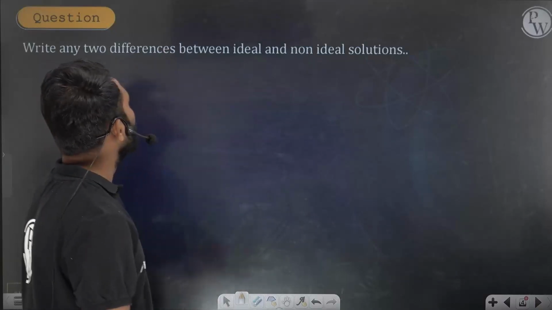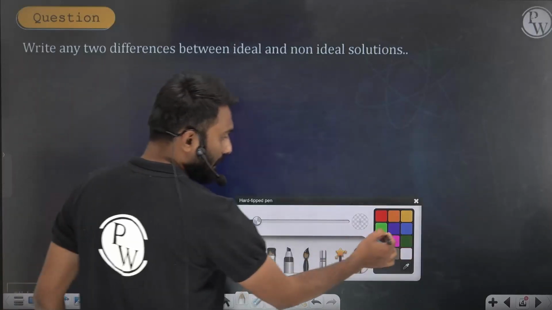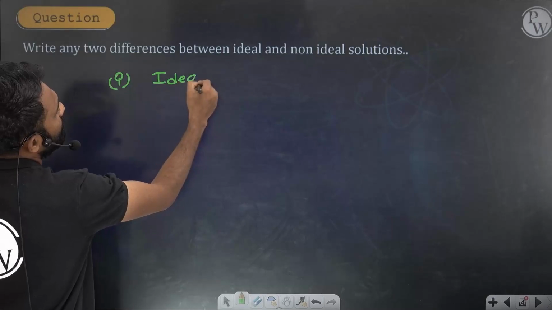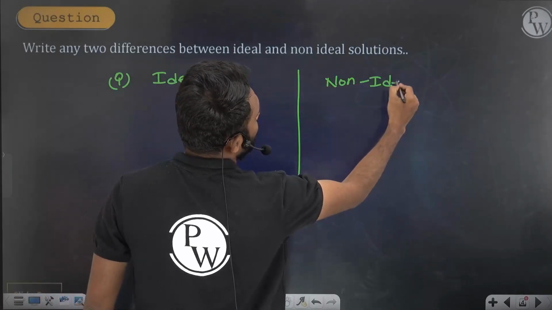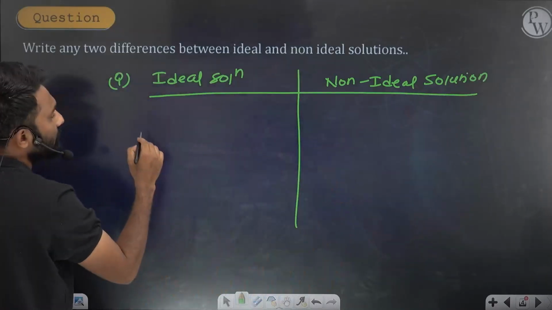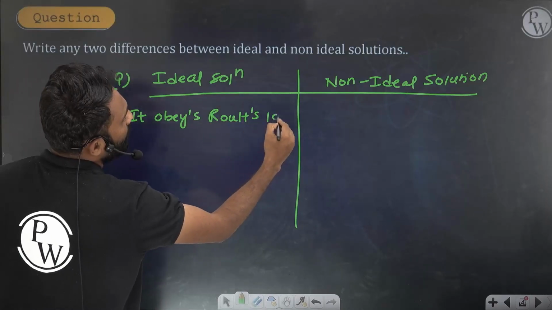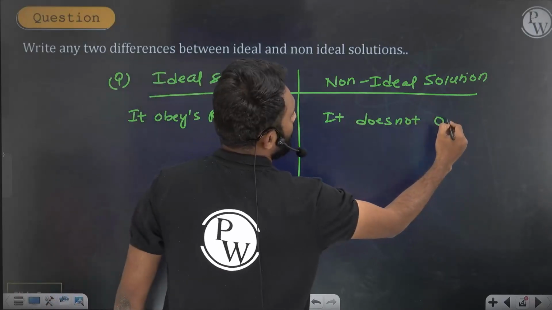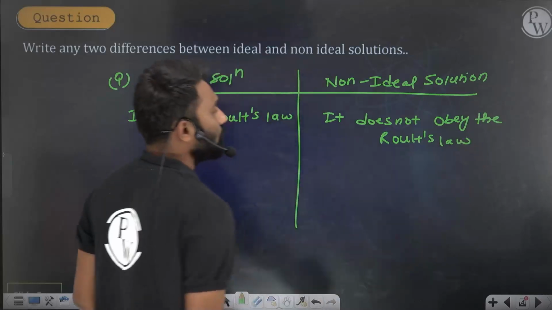Next, write any two differences between ideal solution and non-ideal solution. Ideal solution ಅಂದ್ರೆ ಏನು? First we'll take the ideal solution. Now here we'll take the non-ideal solution. First, ideal solution ಅಂದ್ರೆ ಏನು? It obeys Raoult's law. Non-ideal solution does not obey the Raoult's law.